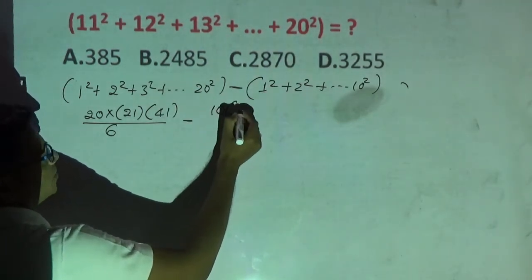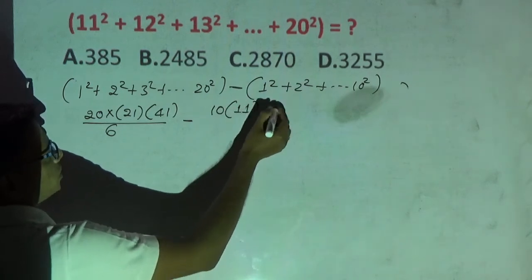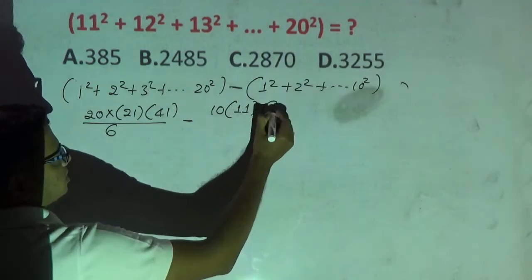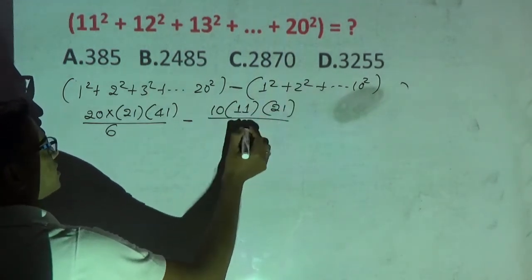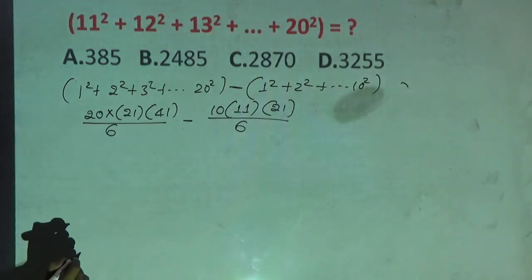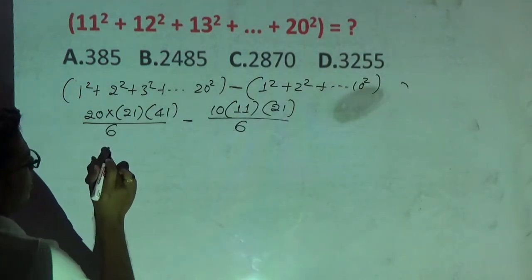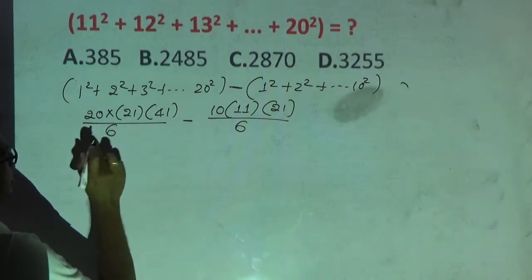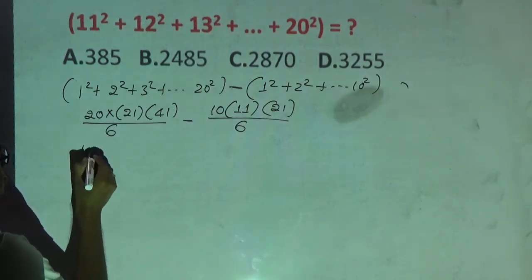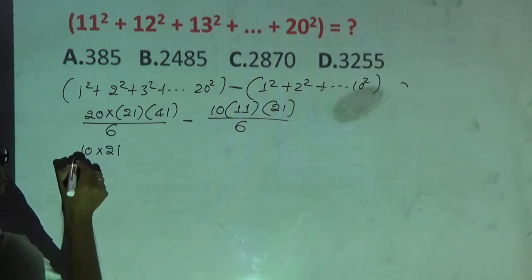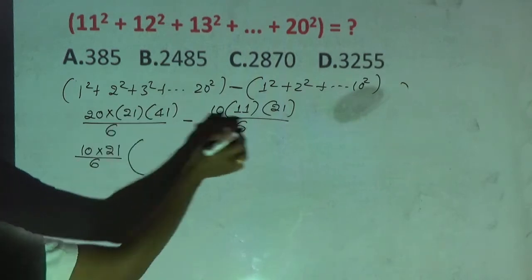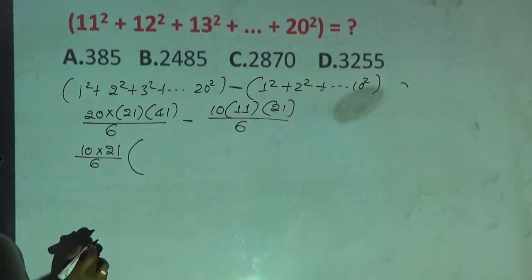n into n plus 1, 10 plus 1 is 11, into 2n plus 1, 20 plus 1 is 21, divided by 6. Hope you have understood up to this. Now here what I can take common? Here I can take 10 into 21 divided by 6 common. Among these two, what I can take common? 10 into 21 by 6.